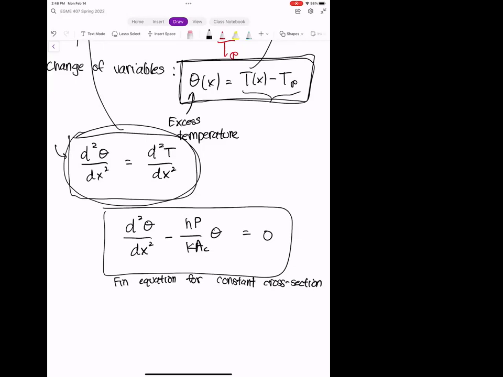And this is the one that we're ultimately going to end up solving. All right. Any questions on how we obtain this equation here? Okay. All right. And so what we have here is a second order ODE. Okay. And through our change of variables, we basically made this equation homogeneous.